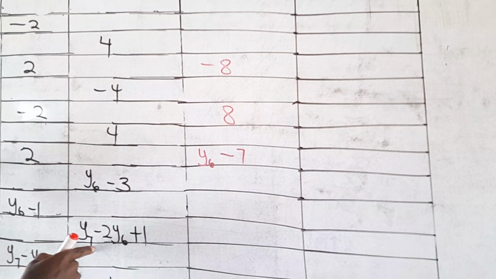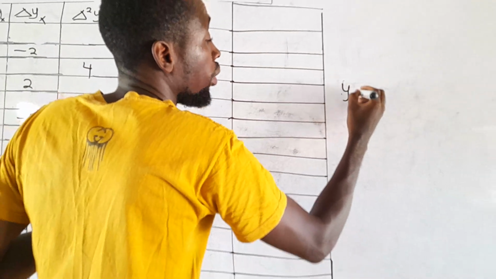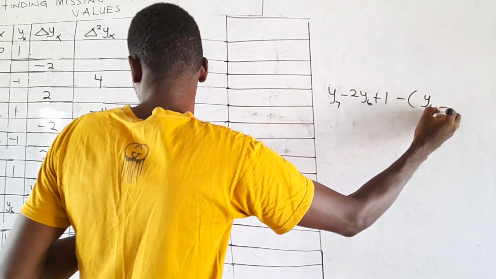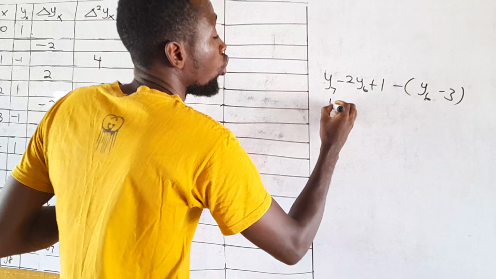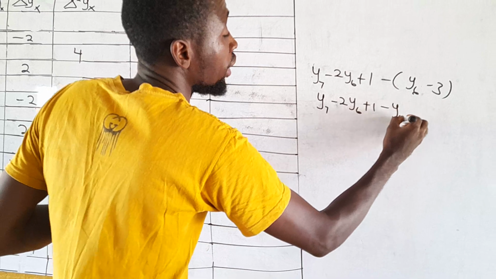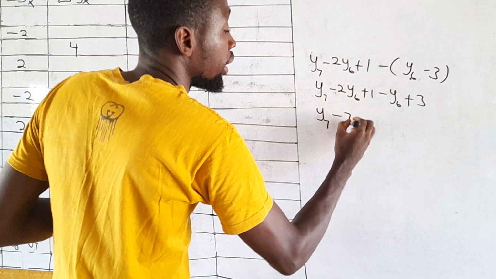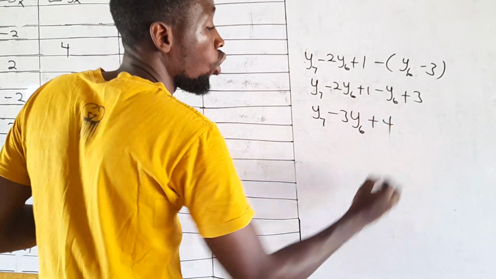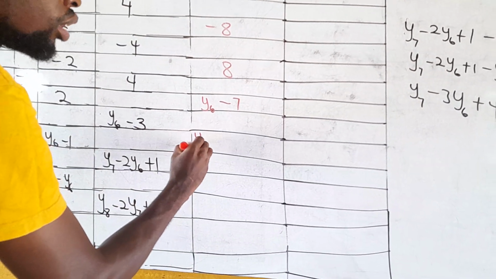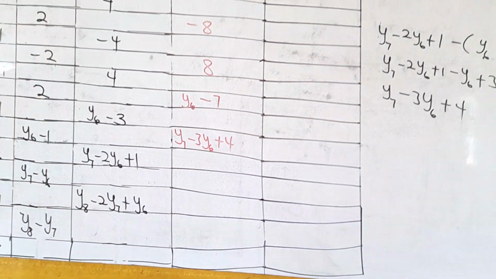Then we have this y7 minus 2y6 plus 1, y7 minus 2y6 plus 1, then minus y6 minus 3. So we have y7 minus 2y6 plus 1 minus y6 plus 3. So that will give us y7 minus 3y6 then plus 4. So here will be y7 minus 3y6 then plus 4.